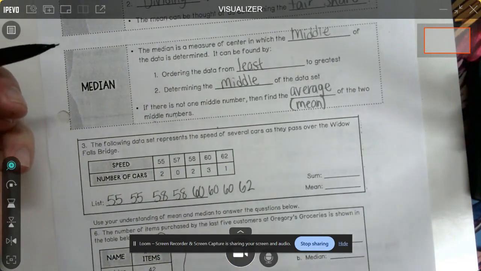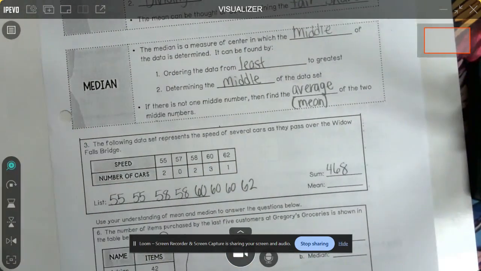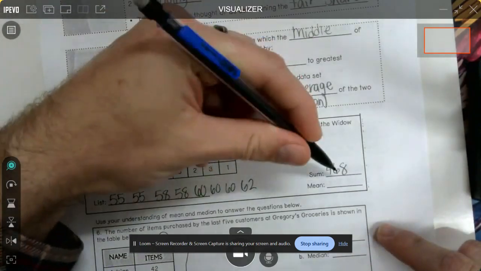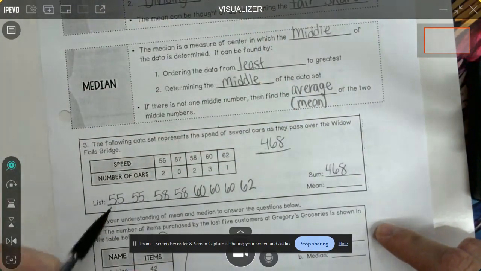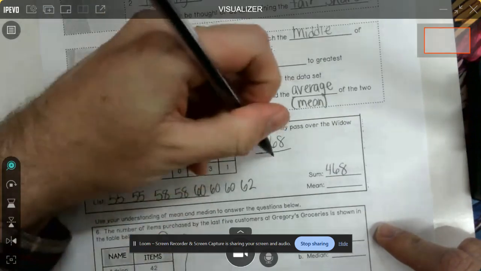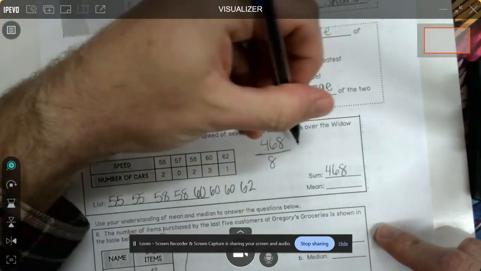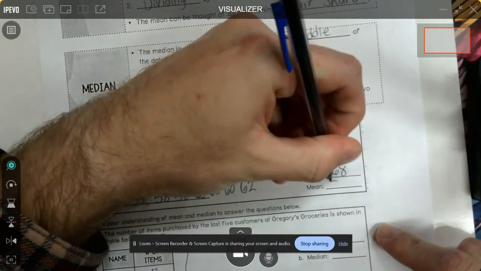All right. So go ahead and use your calculator, add up all of those data points. All right. So you get a sum of 468. Now to find the average, we're going to divide the sum by the amount of data points we have. We have 1, 2, 3, 4, 5, 6, 7, 8 data points. 468 divided by 8, you get a mean of 58.5.